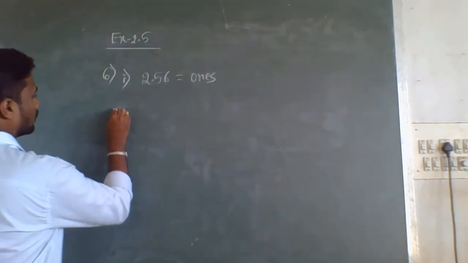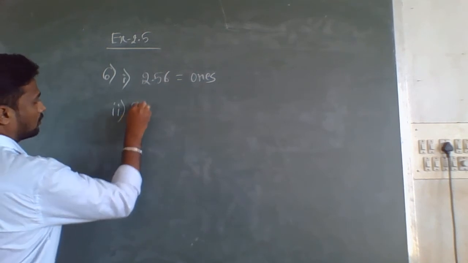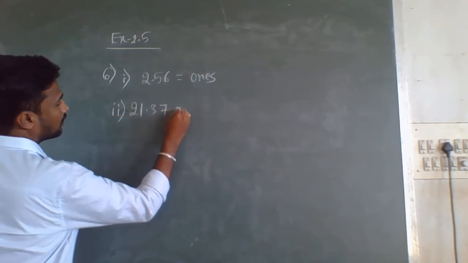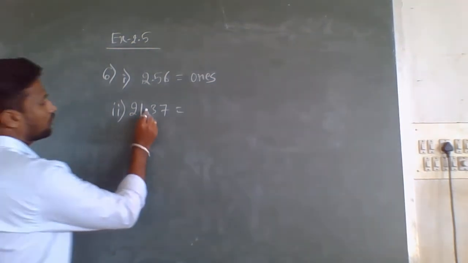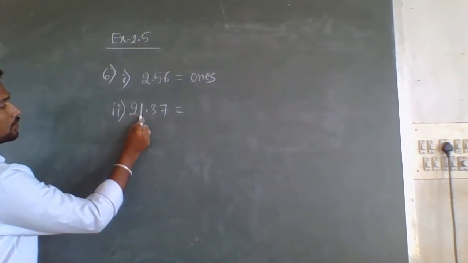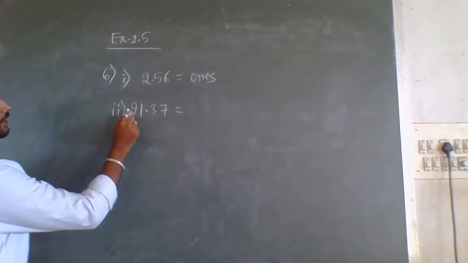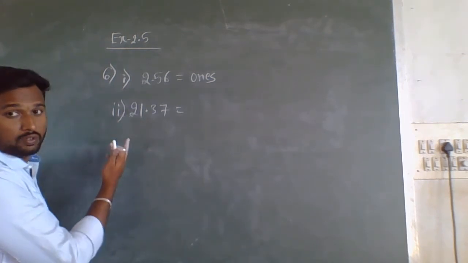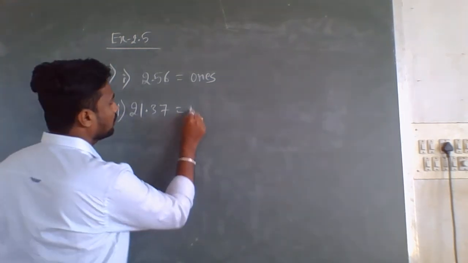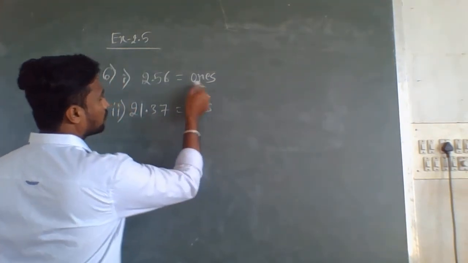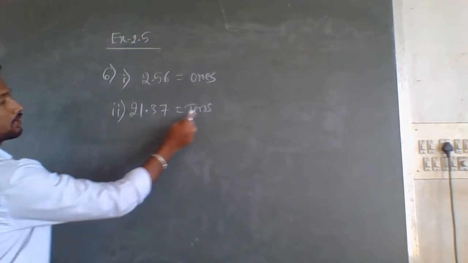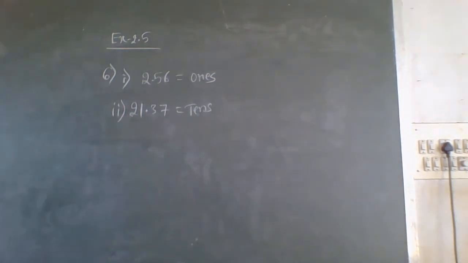Next number is 21.37. In 21.37, here 2 is at the position before the decimal point. This is 1's position, this is 10's position, because in 21 this 2 is at the 10's position. After 1's position there will be 10's position, so 2 is at the 10's position.